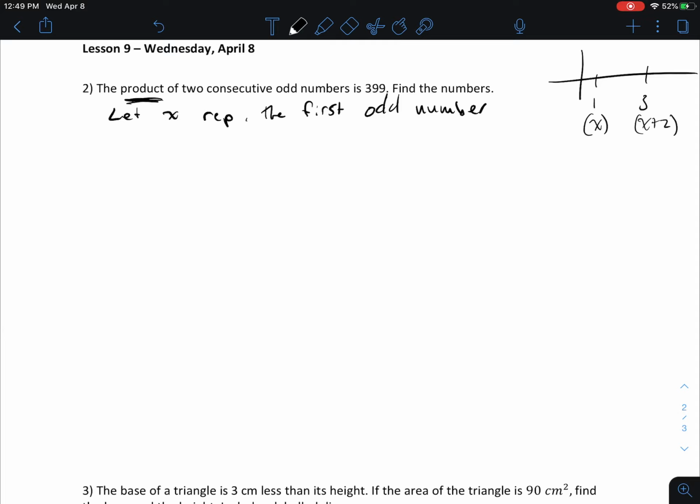Now the other part of this question is what happens when I multiply them together? Their product is 399. So here's your first number and here's your second. When we multiply them together, we get 399. So x multiplied by x plus 2 is equal to 399.